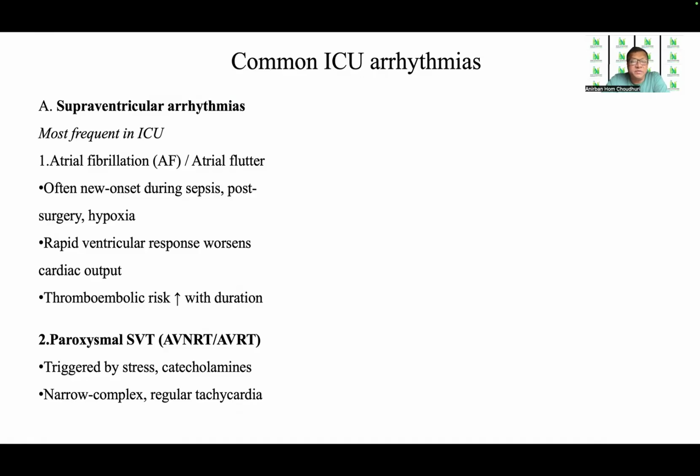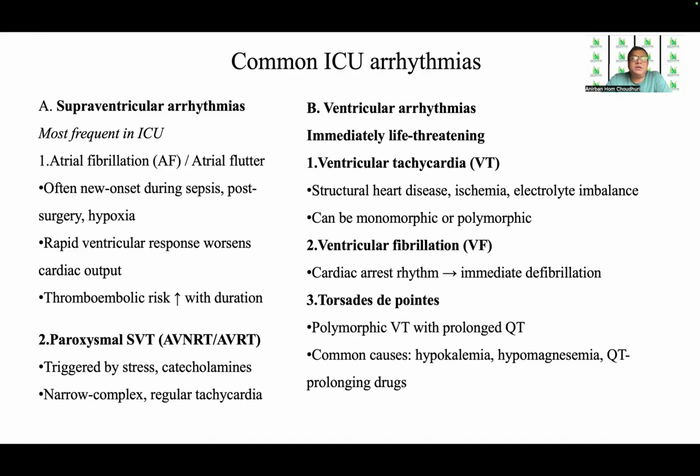Second is the paroxysmal SVT or the AV nodal reentrant tachycardias. This is triggered by stress or catecholamines, and they are narrow complex, regular tachycardias. Then there can be ventricular arrhythmias, which can be immediately life-threatening: ventricular tachycardia because of structural heart disease, ischemia, or electrolyte imbalance, and it can be monomorphic or polymorphic. Ventricular fibrillation can cause a cardiac arrest rhythm, and ultimately it will require defibrillation for its treatment.